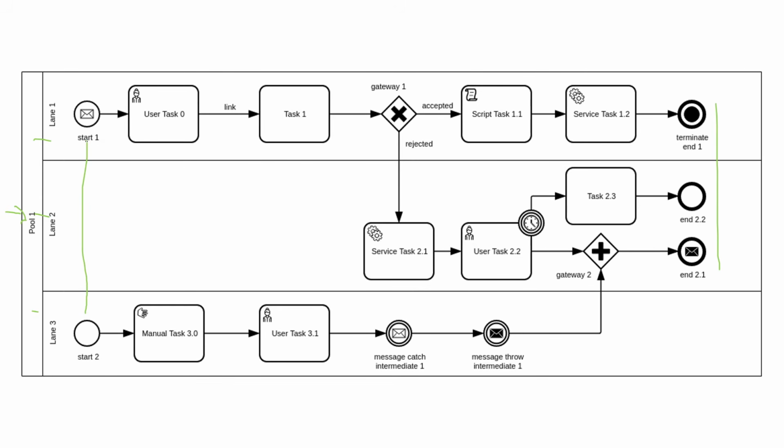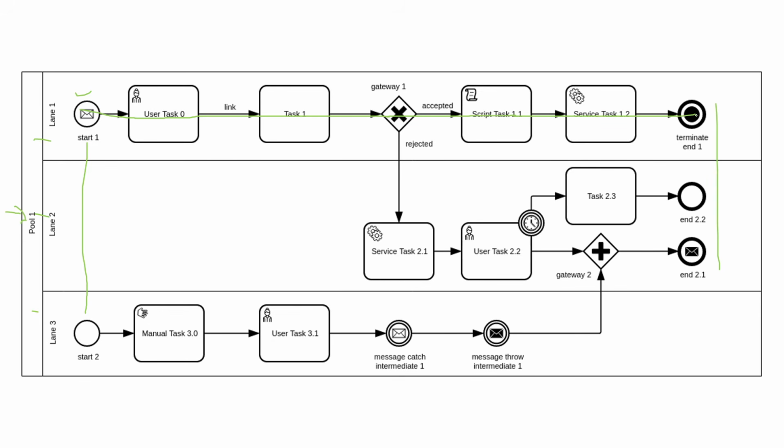Okay, we don't know how these things get started. There's not much context, but for now let's just assume the upper one gets started with a message here. So we do user task 0, task 1, very simple. Now we have an XOR gateway, so only one of these paths is going to be chosen. If we take the first one, so we accept something, we have a script, a service task, so this means that the system is doing something, and a terminate end event.